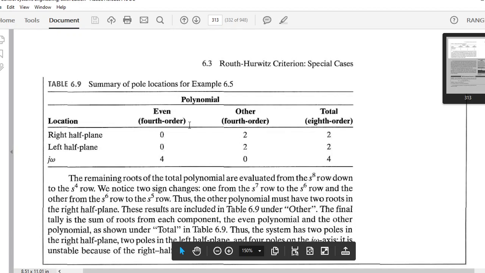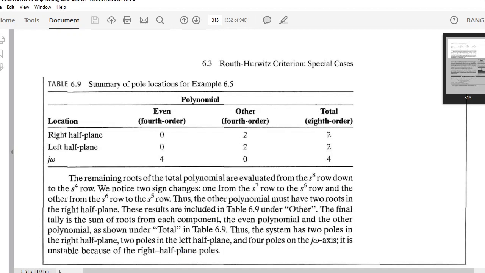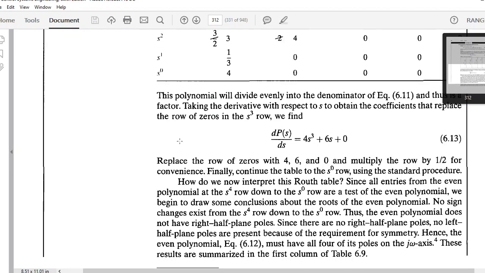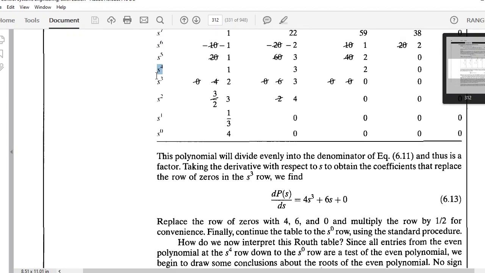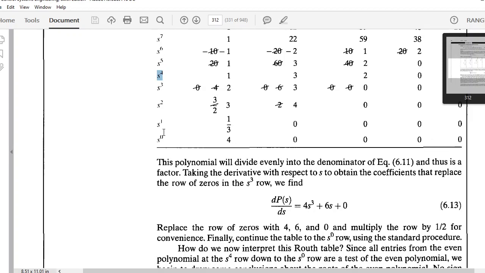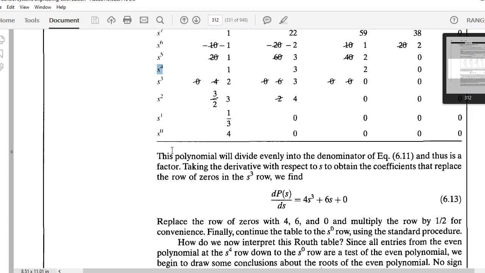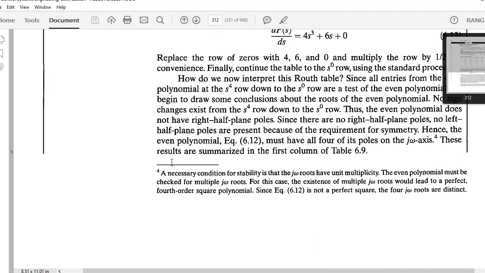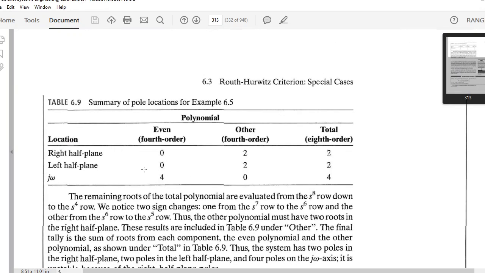Now what they've done is, from the fourth order, from s raised to 4 below, they've had a look at what happens. And do you see that there are no sign changes? So if there are no sign changes from s raised to 4 to s raised to 0, then there are no right hand planes, which means by symmetry there should be no left hand planes. And in turn it means that all the poles will lie on the j omega axis.